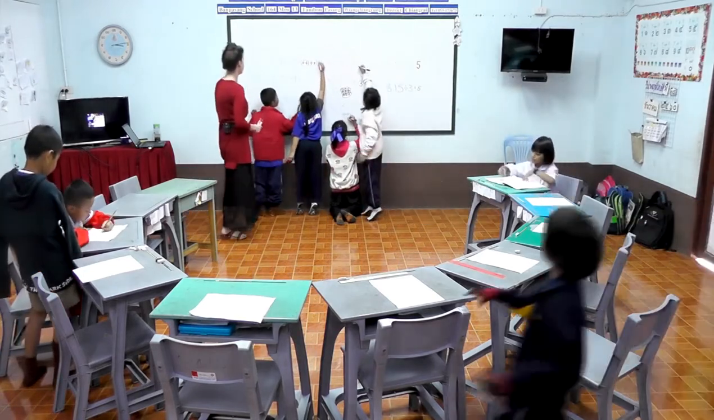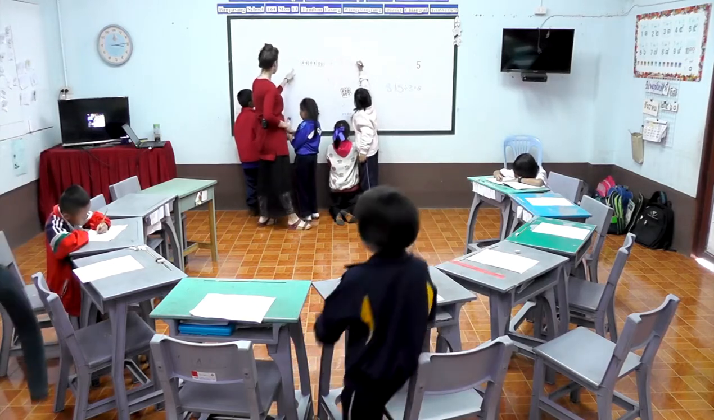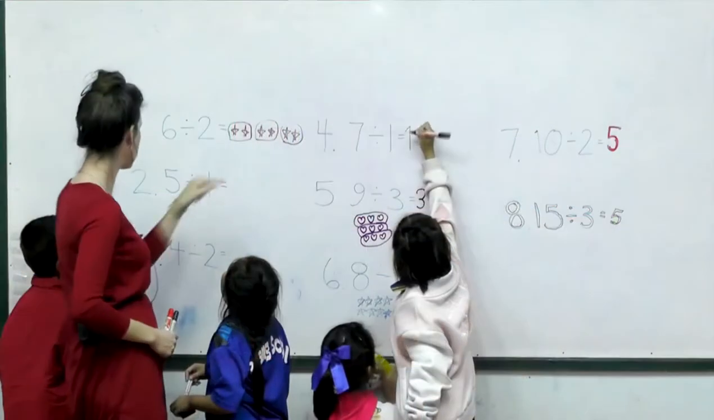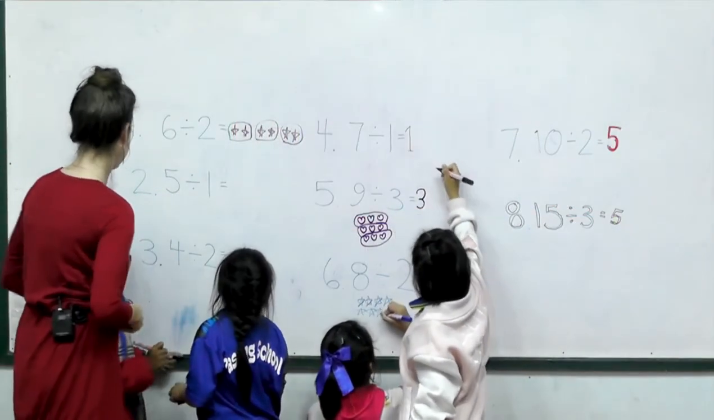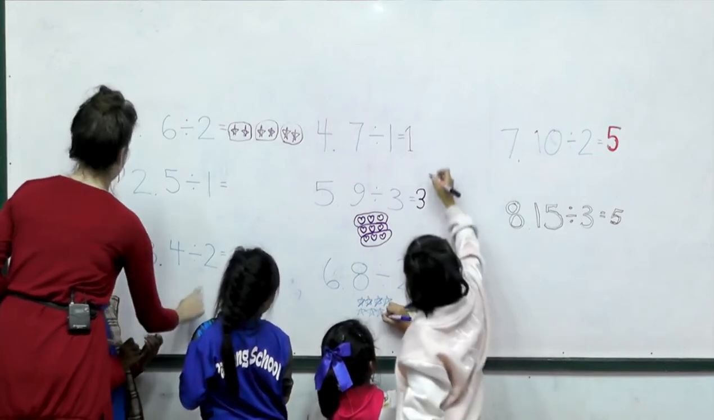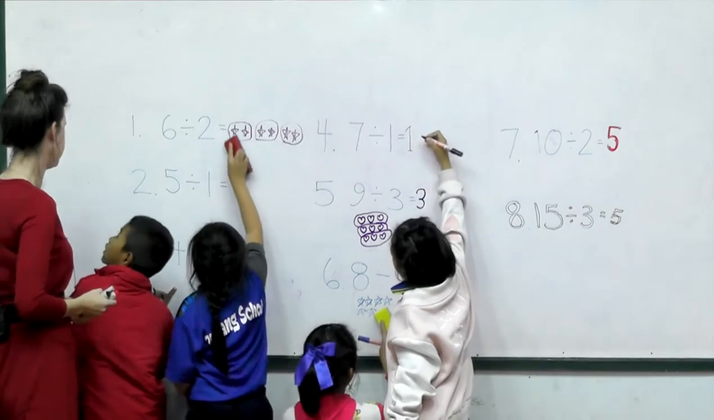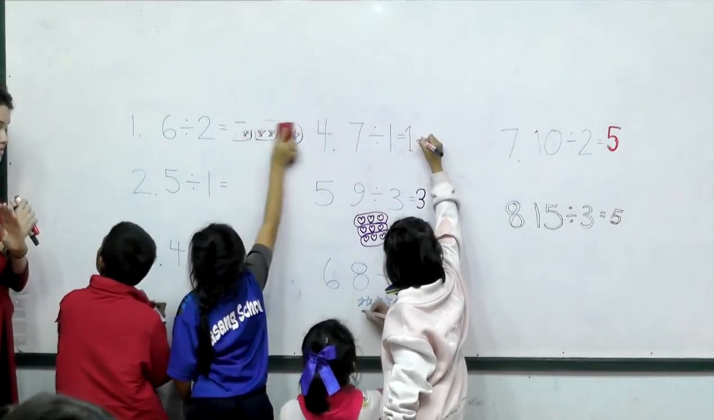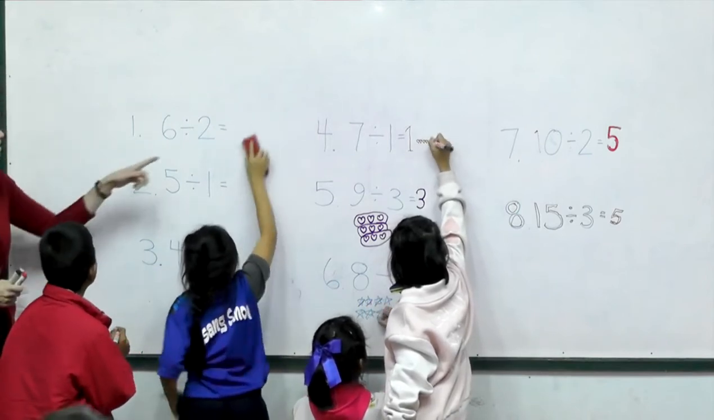That's times, my friend. Hold on. Great job. 6 divided by 2 equals 1, 2, 3. Write a 3 for us. 4 divided by 2. Divided. So we're going to start with 4. Not eight. That's times. We want to do divided by 2. So let's do, that was good.